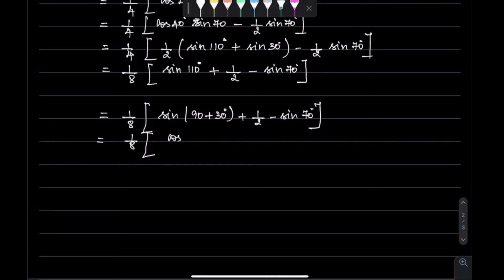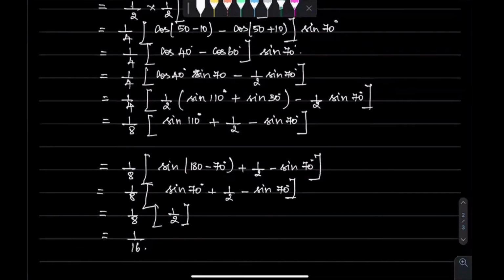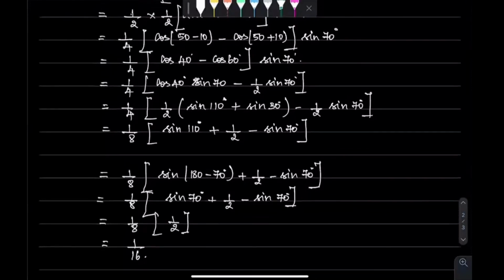Okay, instead of writing like this, if I use it in this way, you see, if I say 180 minus 70, now what do I get? I get sine 70 degree plus 1 by 2 minus sine 70 degree. So I get 1 by 8 times of 1 by 2. The answer is 1 by 16. You should do it in this way. Do you understand, children? Yes, sir. Everybody? Yes, sir.